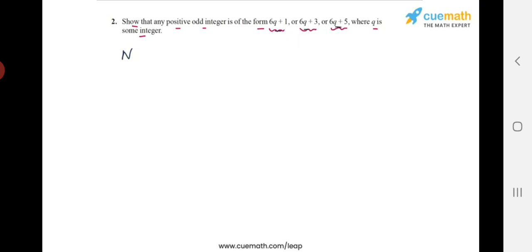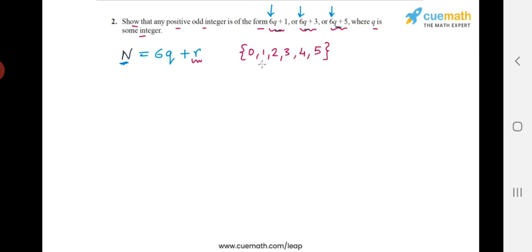Well, because the forms given to us all have 6 in them, 6q plus 1, 6q plus 3, 6q plus 5, let's apply Euclid's division lemma to n and 6. So what we'll get is n is equal to 6 times some quotient plus some remainder. Now the remainder r has to be less than 6. It can only take on values from the set 0, 1, 2, 3, 4 and 5.